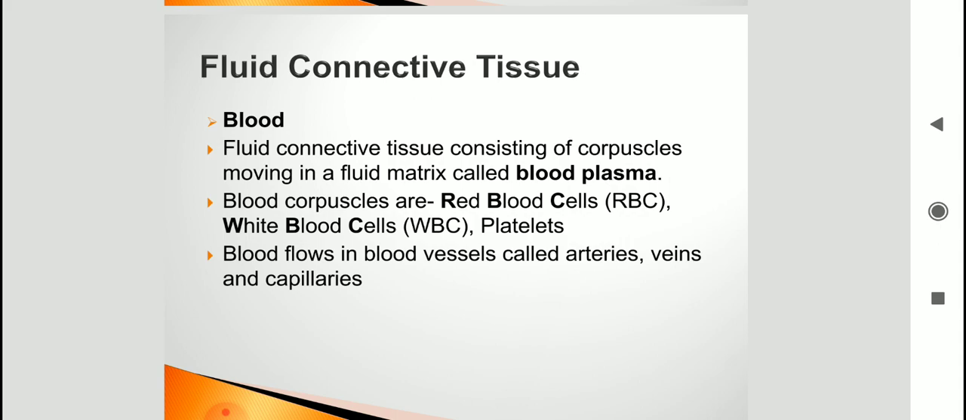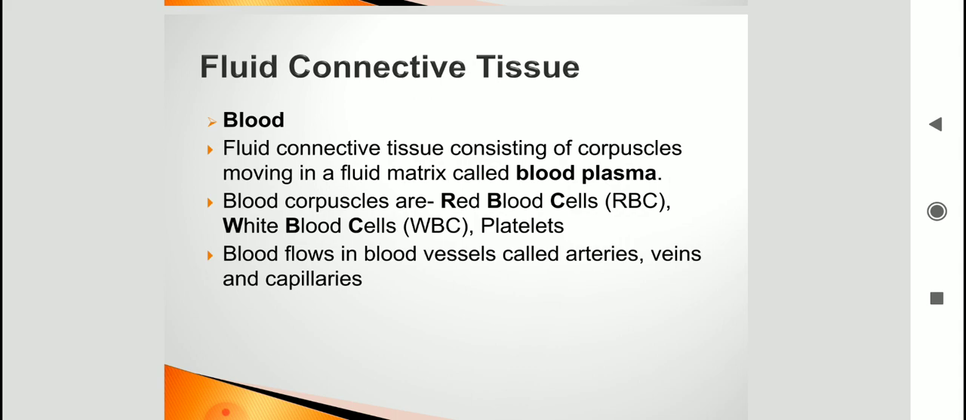Why do we have blood? What is the function? Blood helps in transport of essential substances from one part of the body to the other. Plus it carries oxygen to the cells of the body, and it carries carbon dioxide from different parts of the body back to the heart.